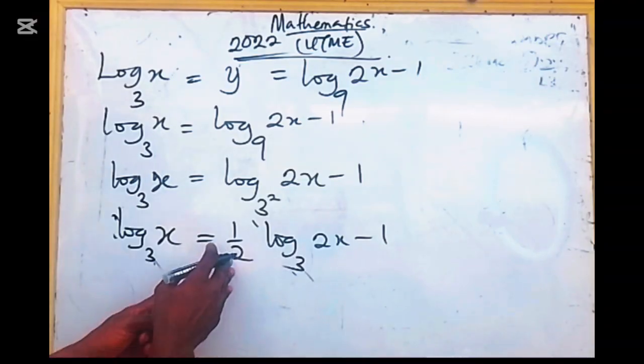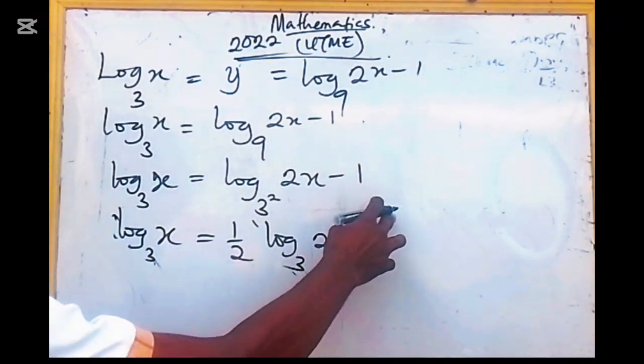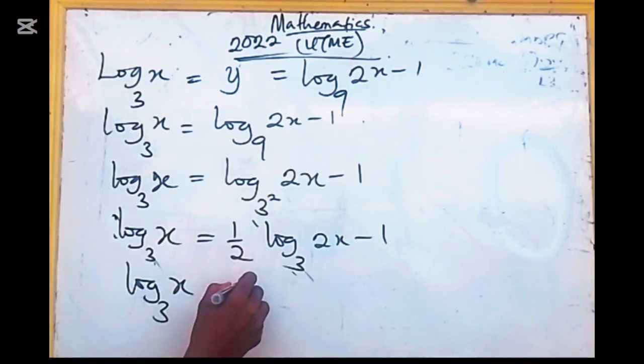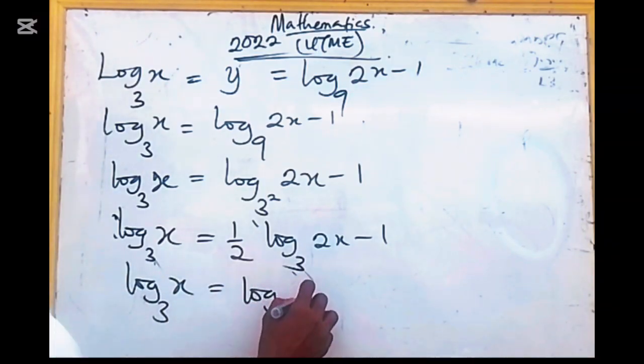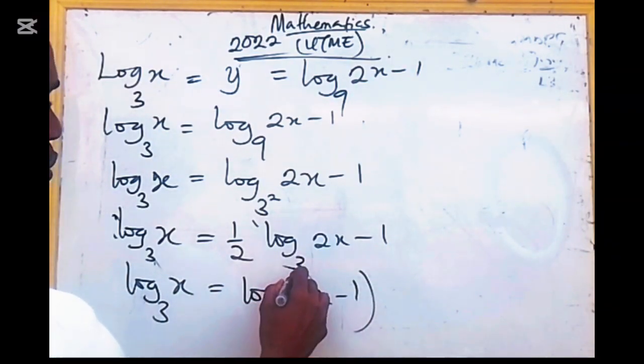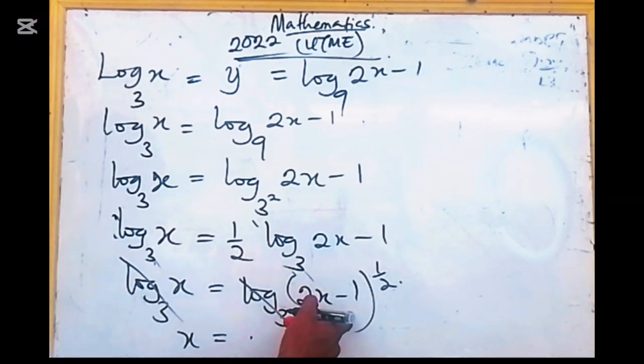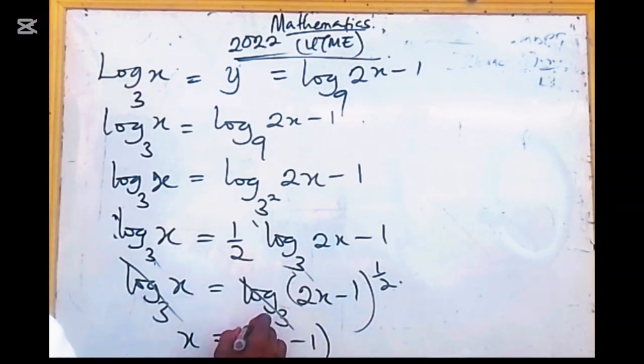This half, whenever any number is here on the log, it becomes a power here. Right? That will be log base 3 of 3x equals log base 3 of 2x minus 1 raised by what? Half. Right? So now you can cancel. So that means x equals 2x minus 1 raised by what? Half.